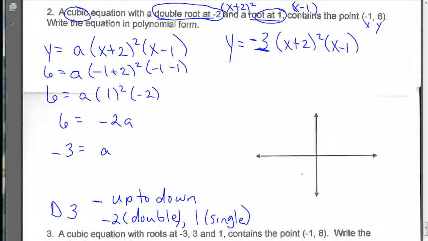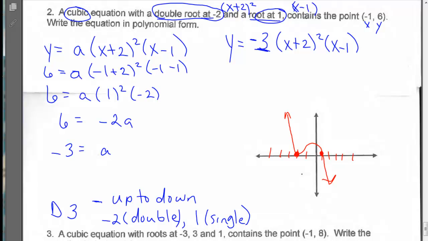Let's go ahead and graph this function. We have in our graph -2 and 1. So this is a graph going up to down, so it starts here, but -2 is a double root, so it's going to hit the x-axis and shoot back up the other direction, and then it's going to turn for this graph. So this is the way the graph looks.